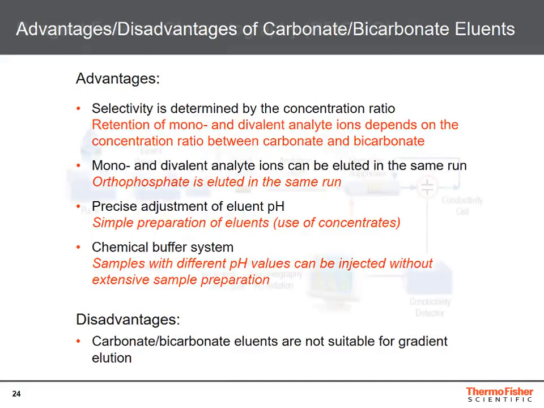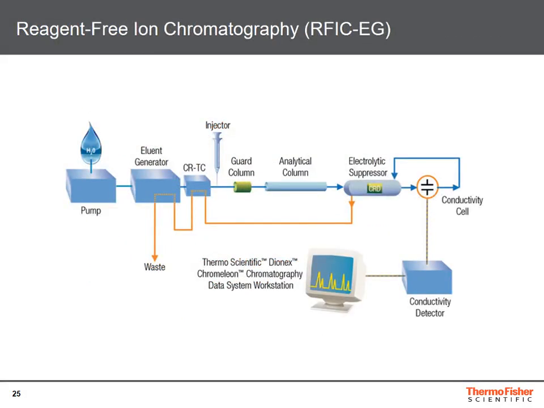Already in the early 1970s, Hamish Small already recognized that hydroxide would be a much better eluent for anion exchange chromatography, as the product of suppression is water with its very low theoretical background conductivity.